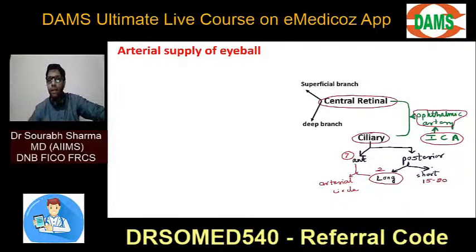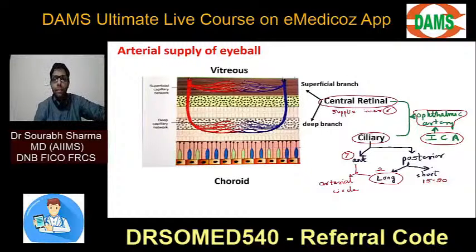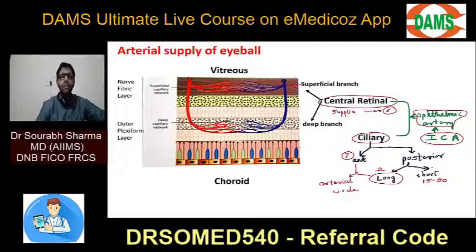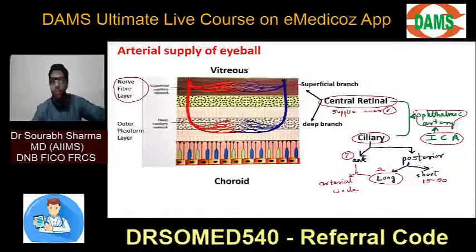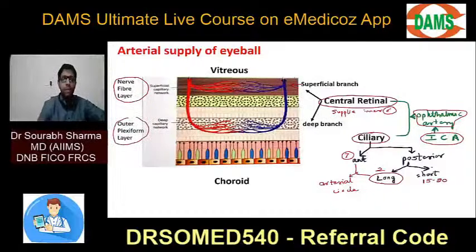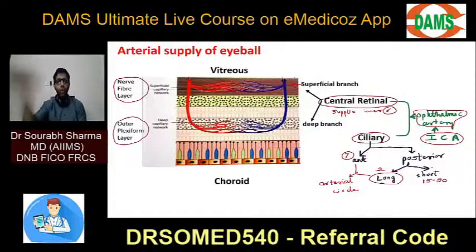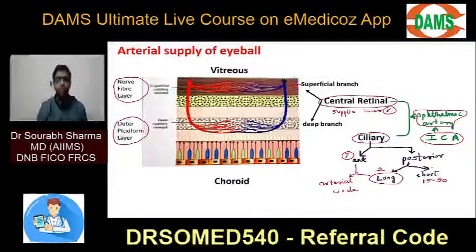The central retinal artery supplies the inner 6 layers of the retina. Inner 6 layers of the retina are supplied by the central retinal artery, in which the superficial branch is present in the nerve fiber layer, the second layer, while the deep branch is present in the outer plexiform layer. So only the top 6 layers of retina are supplied by the central retinal artery.